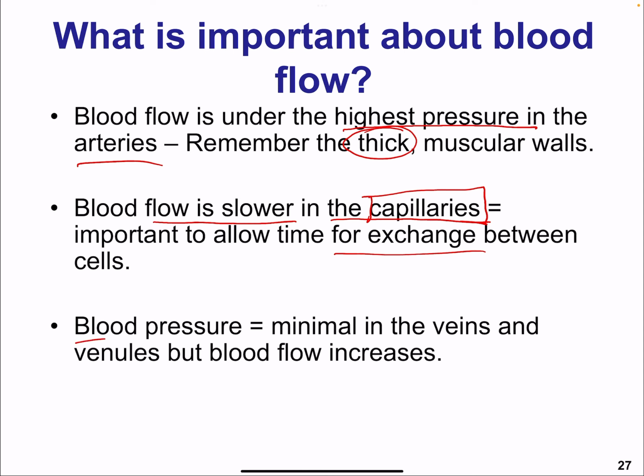The blood pressure is going to be minimal in the veins and in the venules, but the flow is going to increase. Why is that? This is because the blood has to rush to go back to the heart, so that from the right side of the heart, that blood is sent to the lungs to be loaded with oxygen and get rid of carbon dioxide and go back in the body, right? So basically, that's how the flow works.